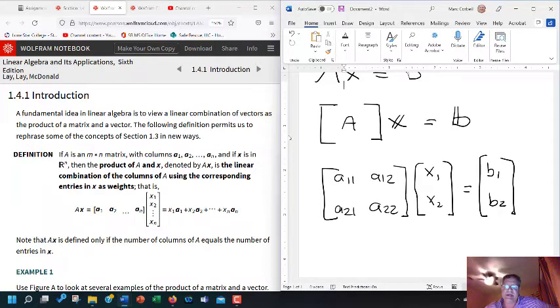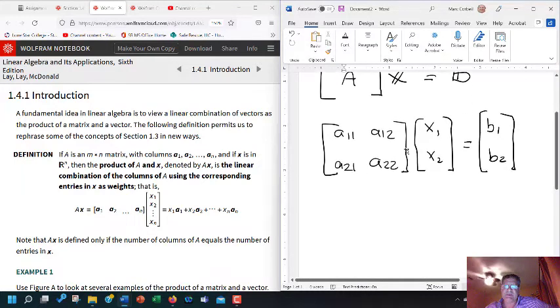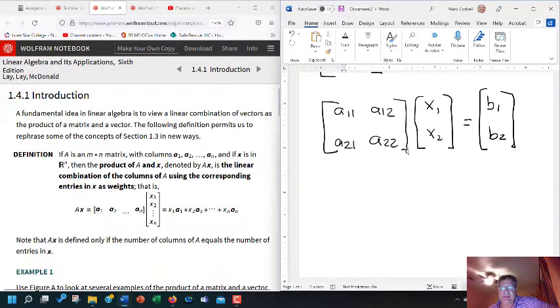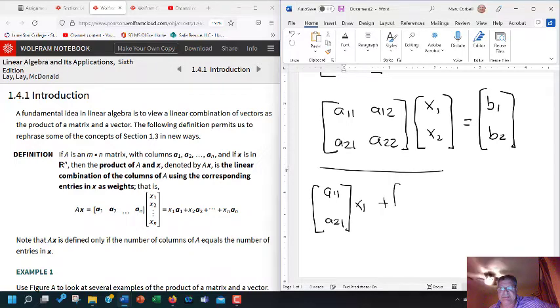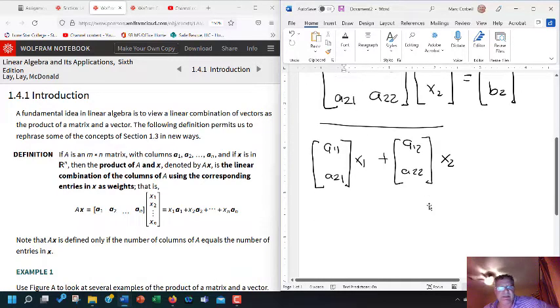In the way we were talking about linear combinations before, when we look at this component, we're going to be able to express that as a linear combination as well. So we're going to break this up into a linear combination that looks like this: A11, A21 times X1 plus A12, A22 times X2. That kind of linear combination.